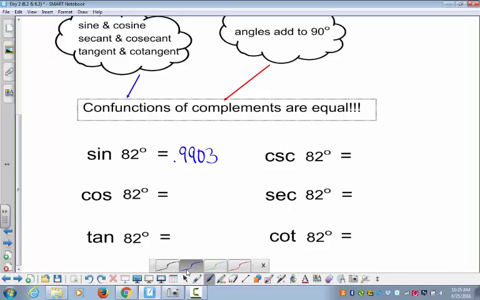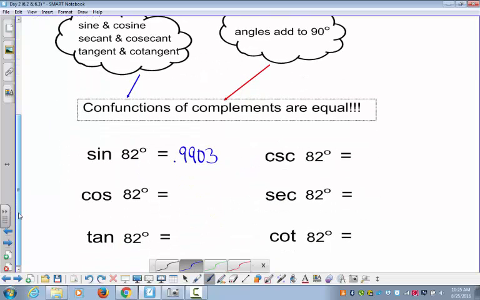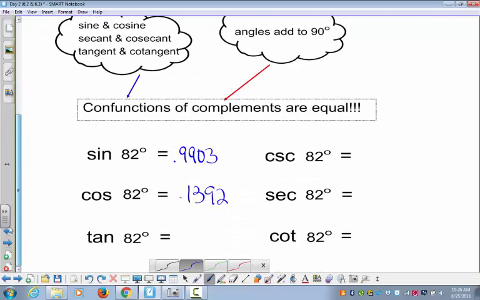Cosine of 82 will be equal to sine of 8. We go up there, we look for sine of 8. That's 0.1392. Tangent of 82 should be equal to cotangent of 8. So we go up, figure out cotangent of 8, 7.1154.